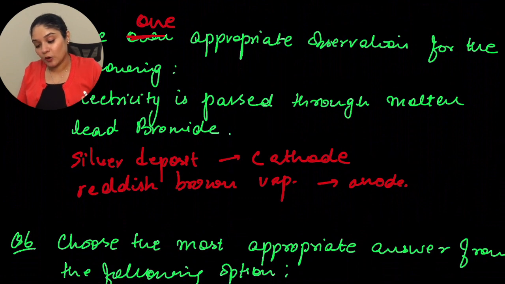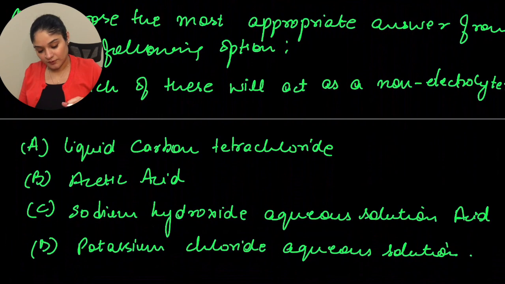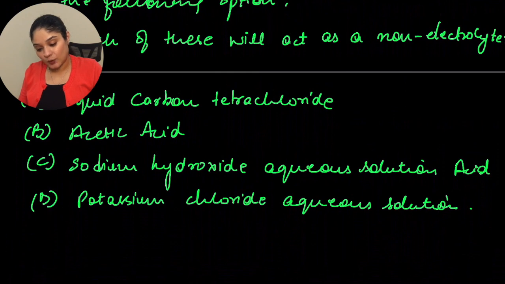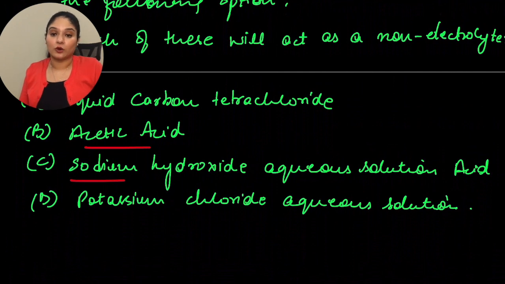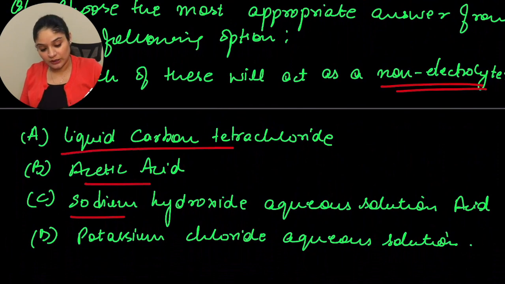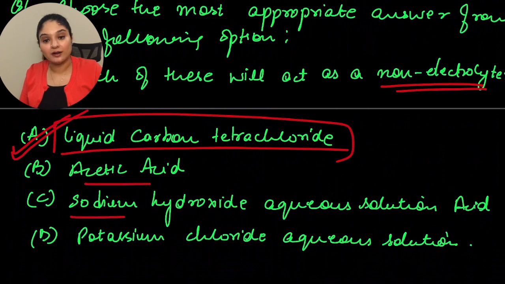Now, next is choose the most appropriate answer from the following options. Which of these will act as a non-electrolyte? If you look at your options, liquid carbon tetrachloride, acetic acid, sodium hydroxide aqueous solution, and potassium chloride aqueous solution. Potassium chloride aqueous solution will contain ions. Acetic acid will contain ions as well as molecules. They are asking for a non-electrolyte. That means no ions at all. So that answer will be liquid carbon tetrachloride, and that is your answer. Now let's move to the next one. Copper sulfate solution is electrolyzed using copper electrodes.